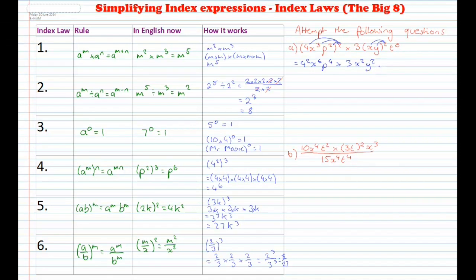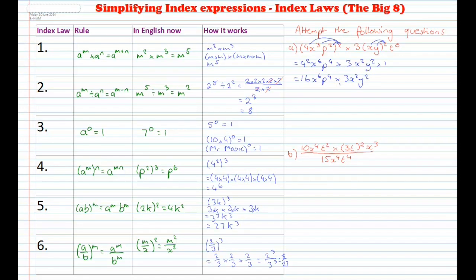Remember, t to the power of 0 is equal to 1, so we just write times 1. Now what I need to do is go through and simplify this. So 4 squared is equal to 16, x to the power of 6, p to the power of 4, multiplied by 3, x squared, y squared.